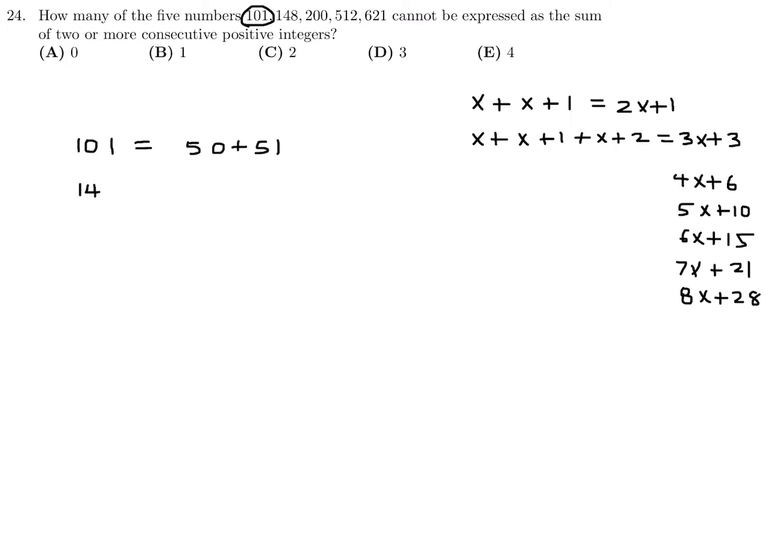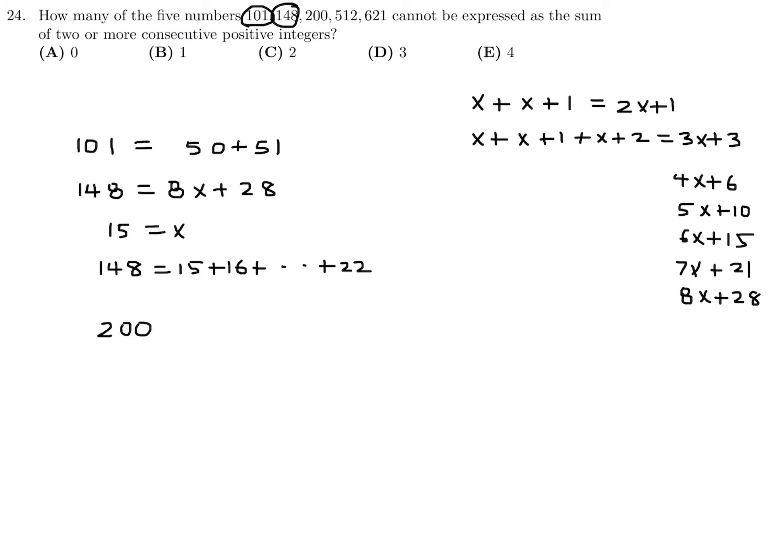148, this is the one where you have to start looking deeper into these guys. And when you do, you find out that you get an integer solution when you set it equal to 8x plus 28. When you set it to 8x plus 28, x is equal to 15. So basically 148 is 15 plus 16 plus all the way till 22. All right, we got 148 to be expressed as the sum of consecutive positive integers.